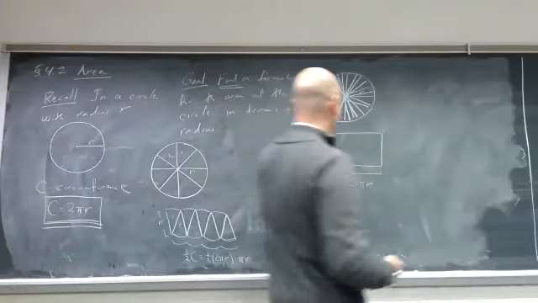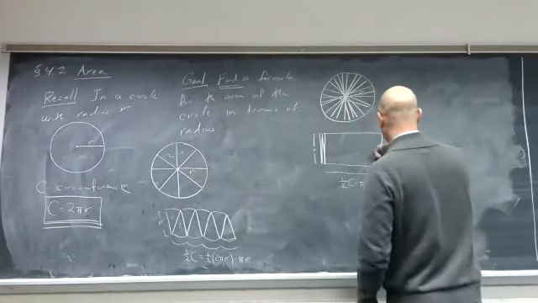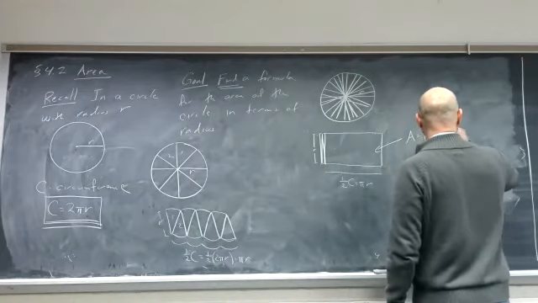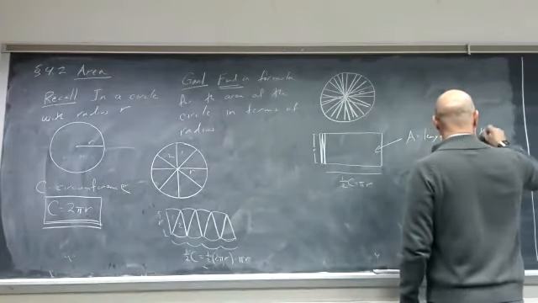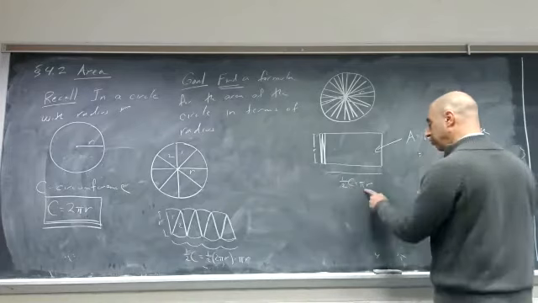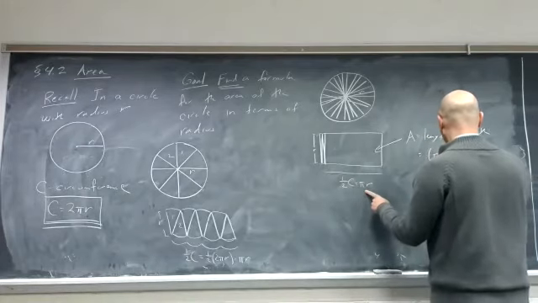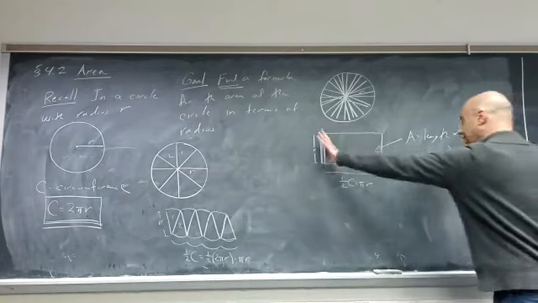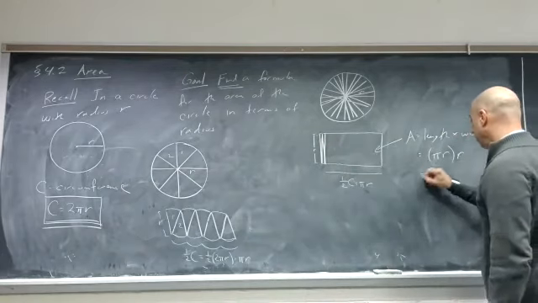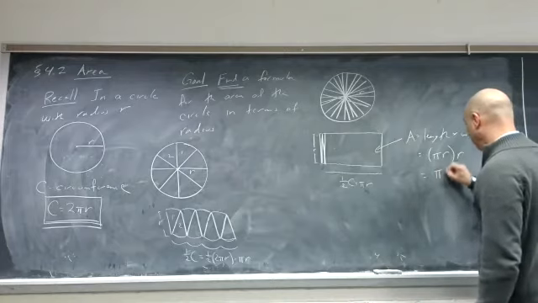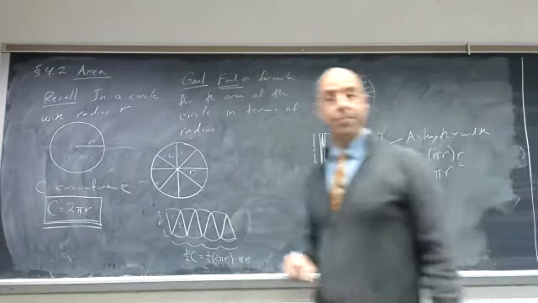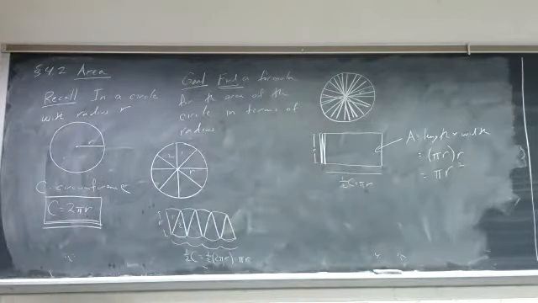This is starting to look like a rectangle, and the area of a rectangle is length times width. The length of this rectangle is pi r, and the width of this rectangle is r. Pi times r times r. Pi r squared.